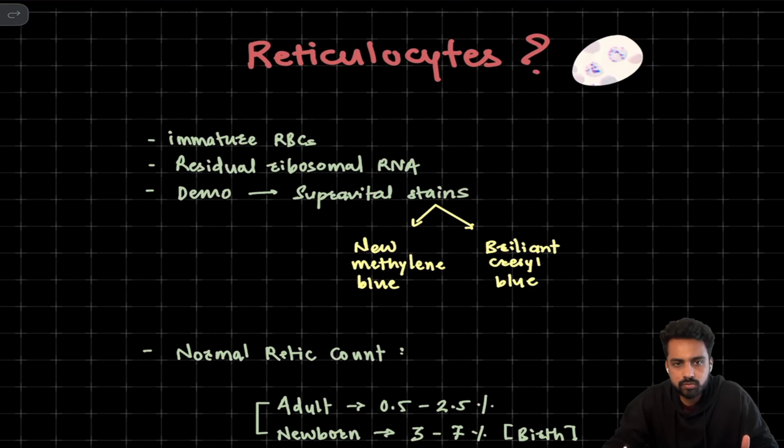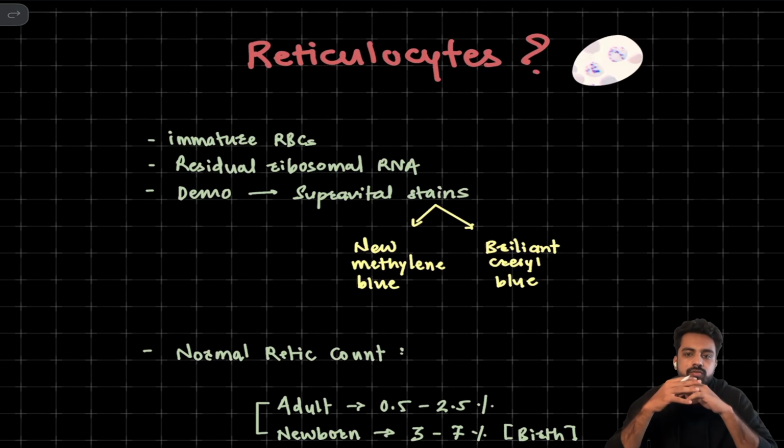So in this topic we will learn what reticulocytes are, how to calculate reticulocyte percentage, its grading, then reticulocyte production index, corrected reticulocytes and their significance. So let's start the topic.